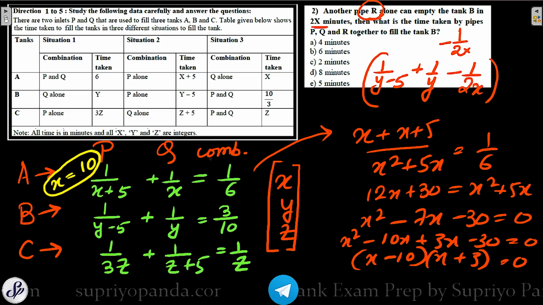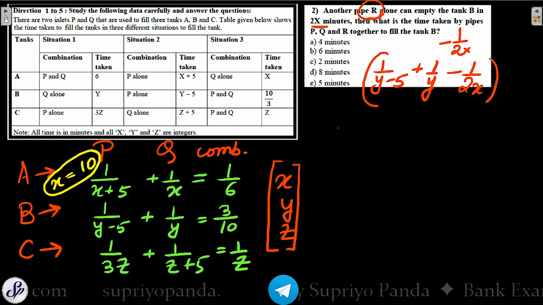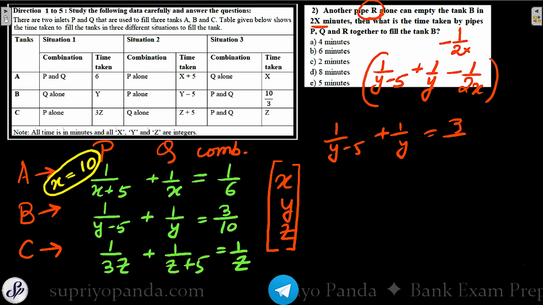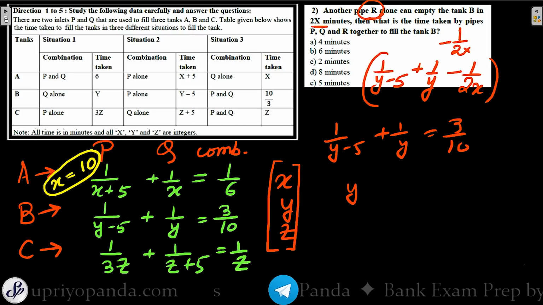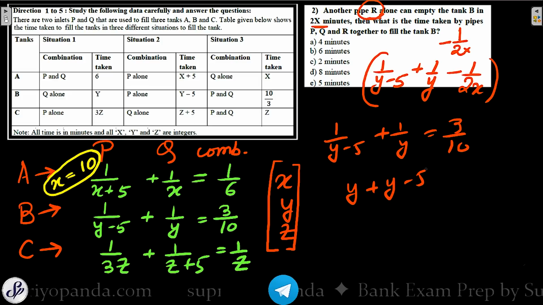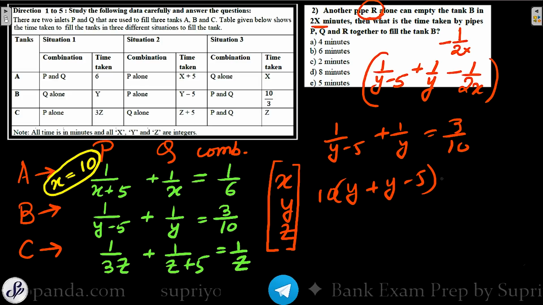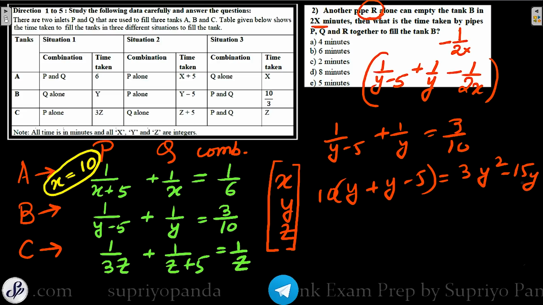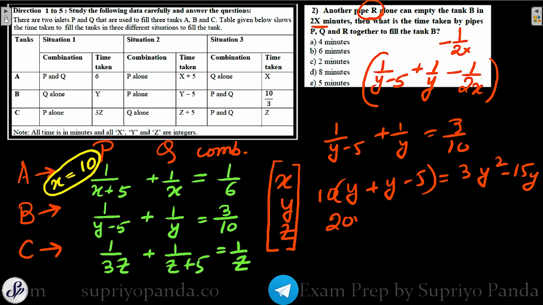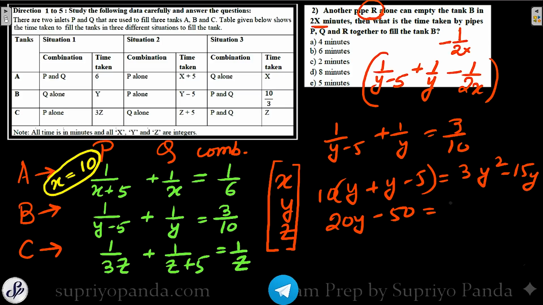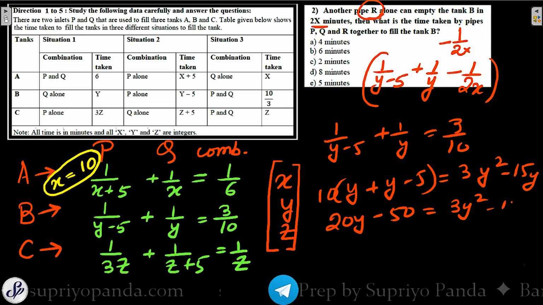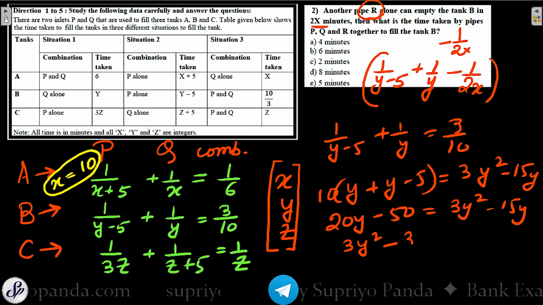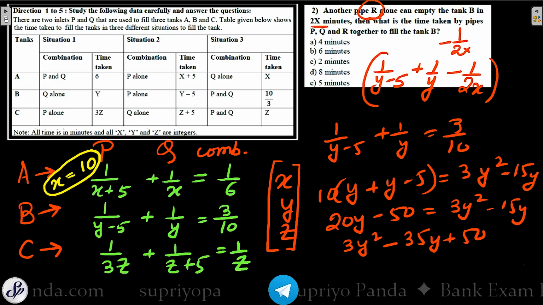Now let us calculate for y. In the same way, we are going to write down the equation for y. So just write that down and we are going to solve it. So this becomes (y plus y minus 5) into 10, and on this side you have 3y square minus 15y. So this becomes 20y minus 50, and over here we have 3y square minus 15y. So finally we get 3y square minus 35y plus 50 equal to 0.